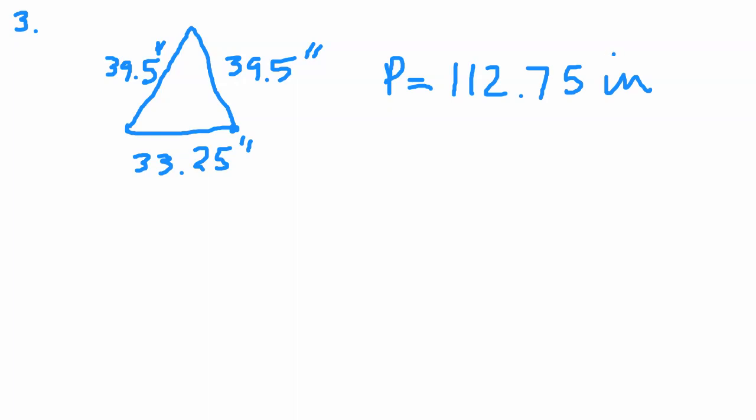Perimeter is just to the first power. It's a linear measurement. So you could unwrap that triangle into a line segment. So it's just one dimensional. Perimeter is just one dimensional.